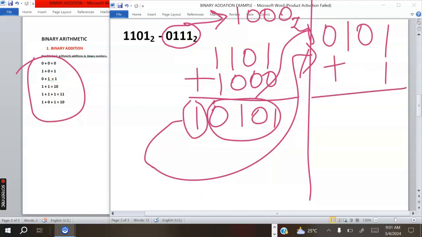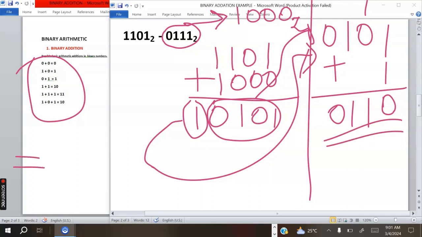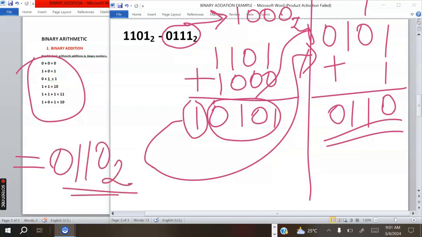So what I will have, 1 plus 1 is 0, then carry 1. 1 plus 0 is 1. Then 1 and the other one is 0. So our final answer is 0, 1, 1, 0 base 2. It's that simple. Okay, I hope you have understood how to work on a 1's complement.